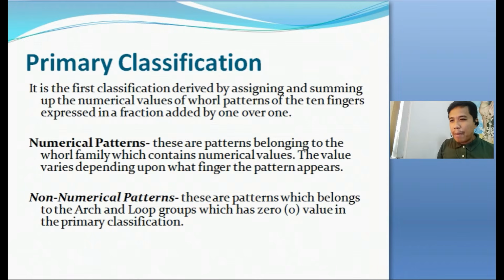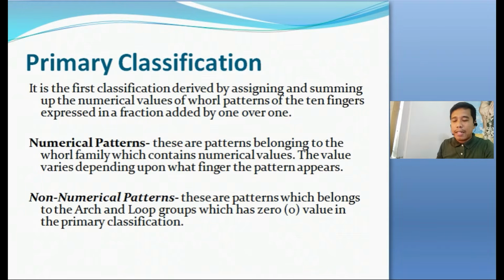Now, the first step in primary classification is to group the 10 fingers into numerical patterns and non-numerical patterns. According to the FBI Fingerprint Manual, the numerical patterns are only those fingerprint patterns considered as whorl. In the previous episode, we talked about the whorl family. We only have 3 general families in fingerprints: arches, loops, and whorls. Under whorl, we have plain whorl, central pocket loop whorl, double loop whorl, and accidental whorl. Only 4.